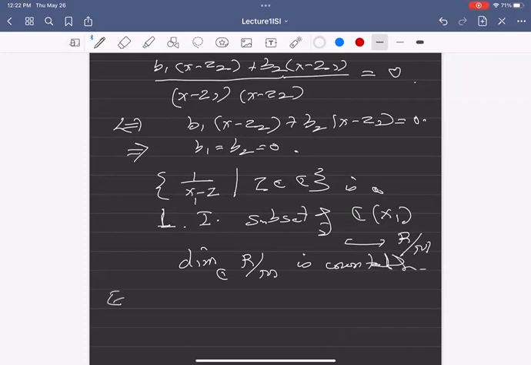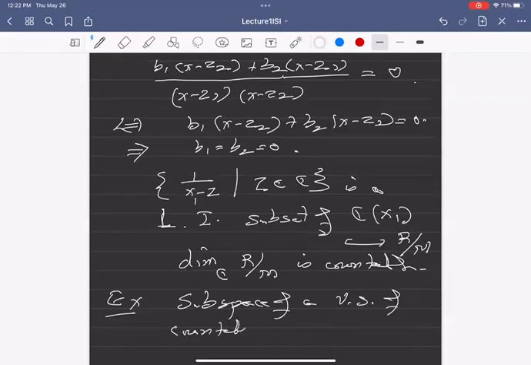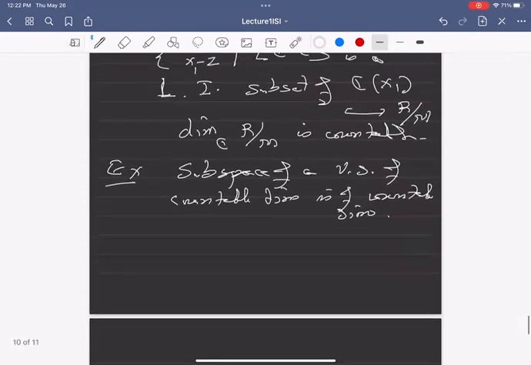So, exercise: a subspace of a vector space of countable dimension is of countable dimension. That's an easy fact to prove, I'll leave it as an exercise. So we have got a contradiction.